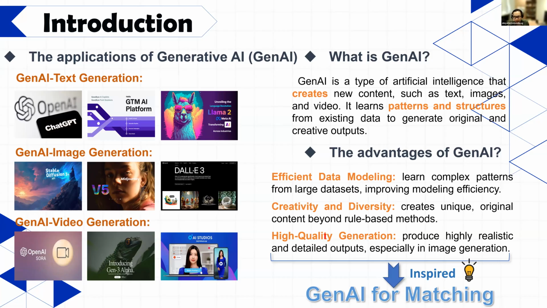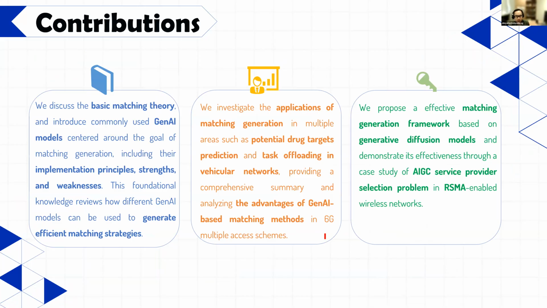How can we use generative AI for the mathematical problem called matching? The contribution of our work is that first, we discuss the basic matching theory, and then we introduce the commonly used generative AI models centered around the goal of matching generation. Those generative AI models include the implementation principle, strengths, and weaknesses. This fundamental knowledge reviews how generative AI can be used for generating efficient matching strategies.